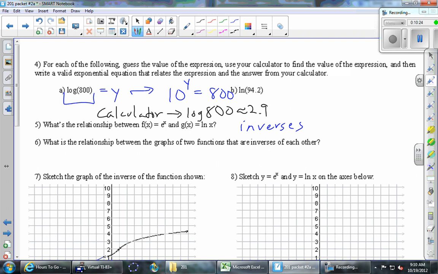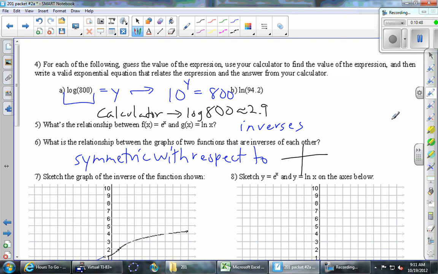So 6 asks for the relationship between the graphs of two functions that are inverses. There's a certain kind of symmetry that two graphs have when they're inverses. What are they symmetric with respect to? Okay, so I imagine that some folks have in their minds that they're symmetric with respect to that. So let's write down the equation, y equals x.